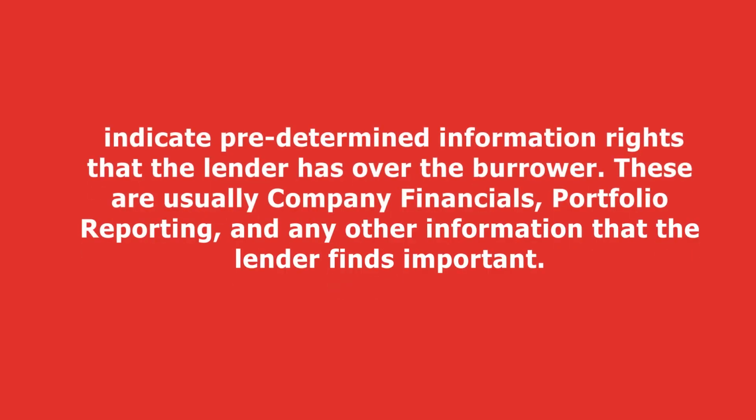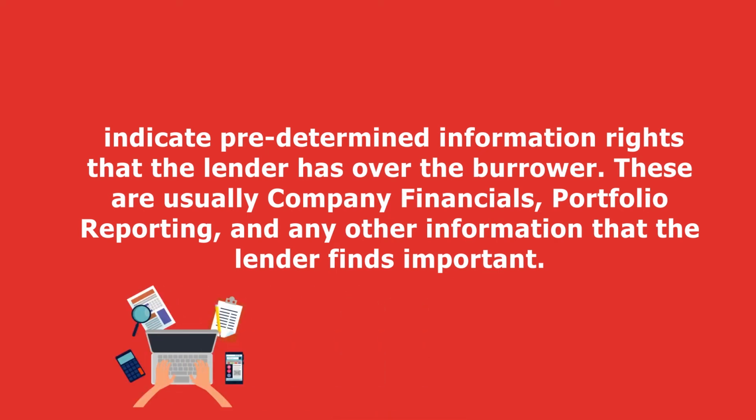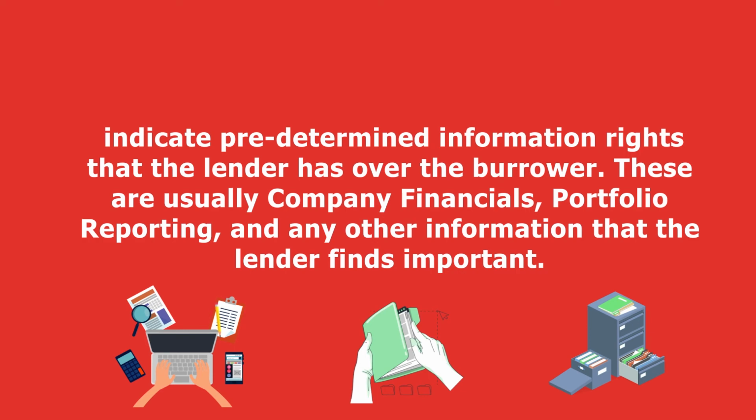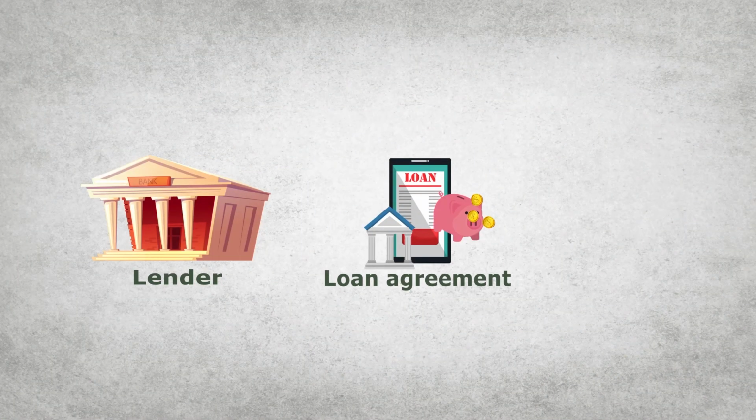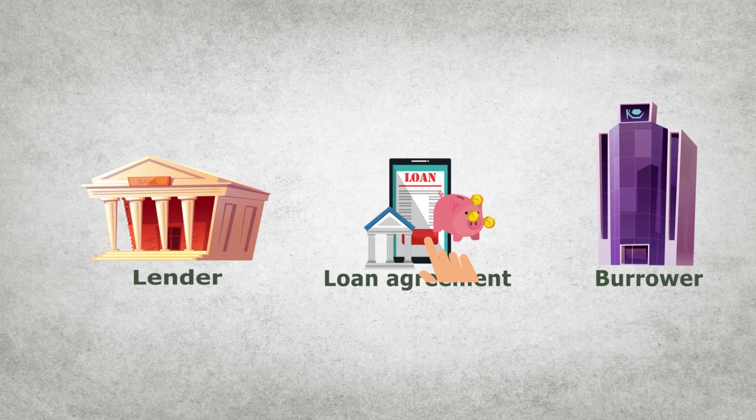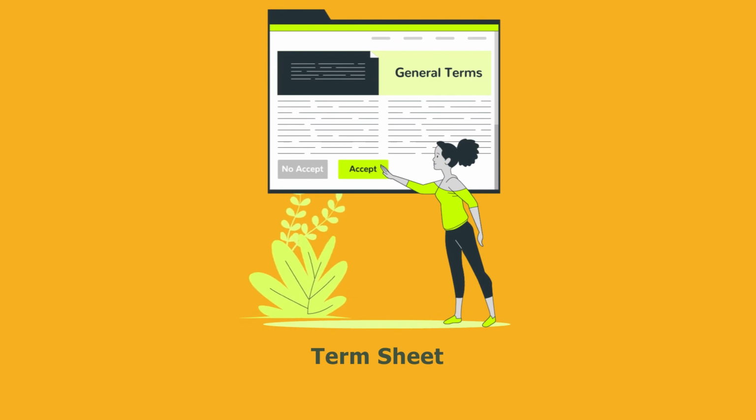Information covenants indicate predetermined information rights that the lender has over the borrower. These are usually company financials, portfolio reporting, and any other information that the lender finds important. Once the lender is comfortable setting up a loan agreement with the borrower, they might send out a term sheet. The term sheet is a non-binding agreement that shows basic terms and conditions of a loan.